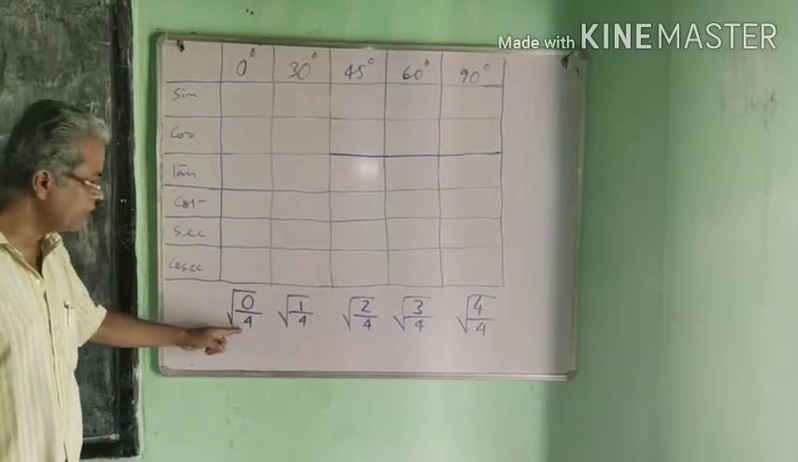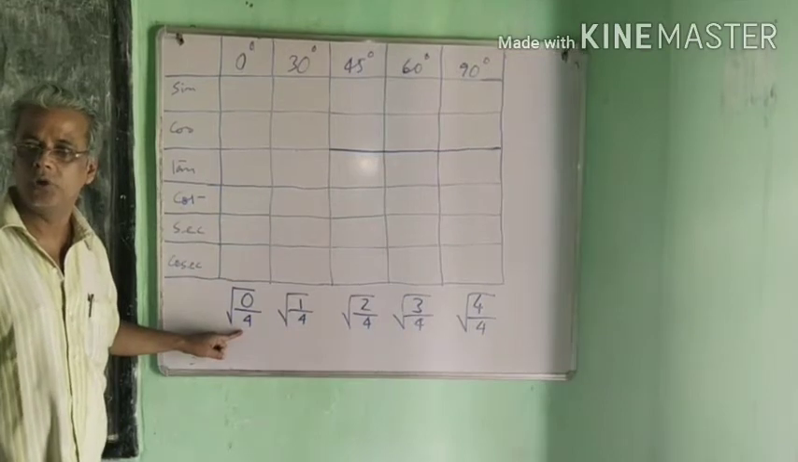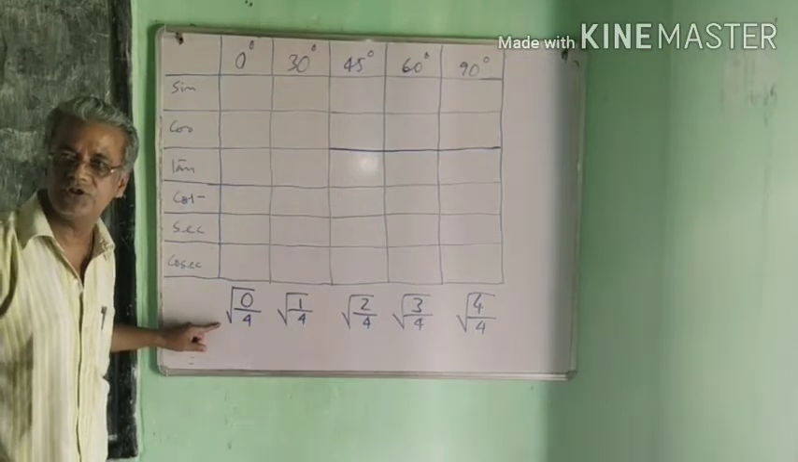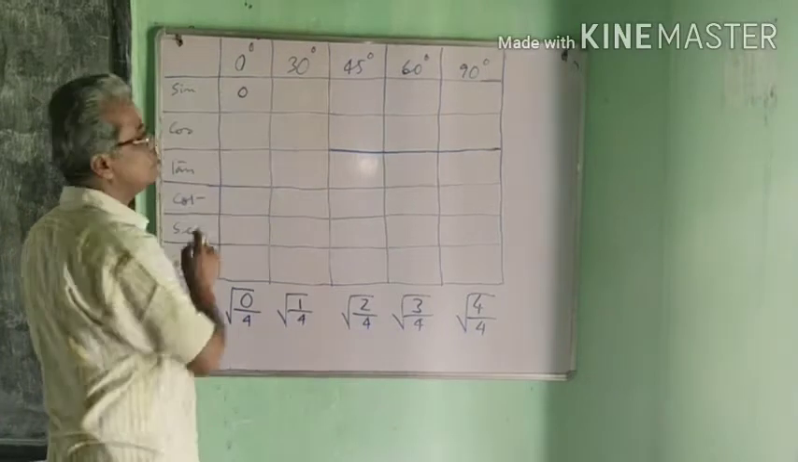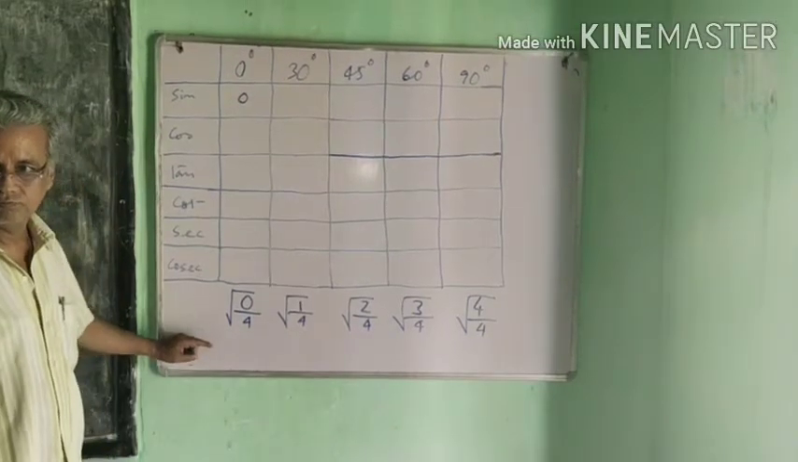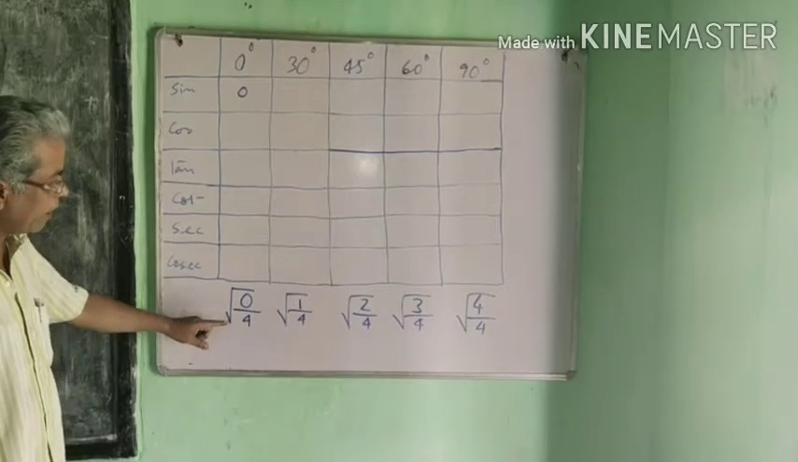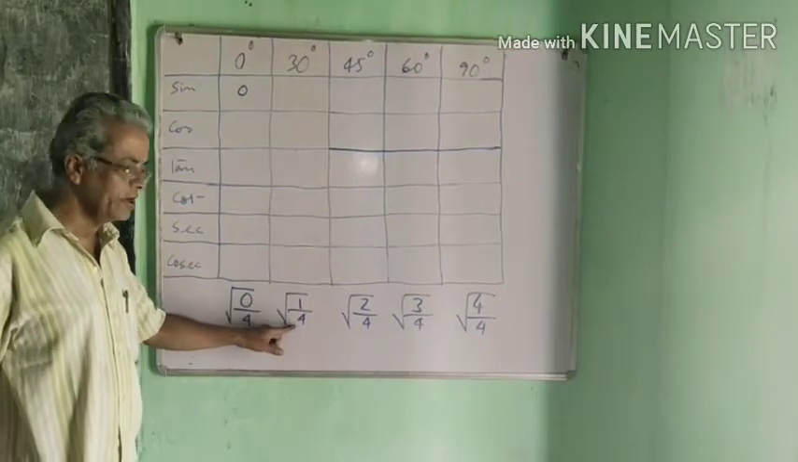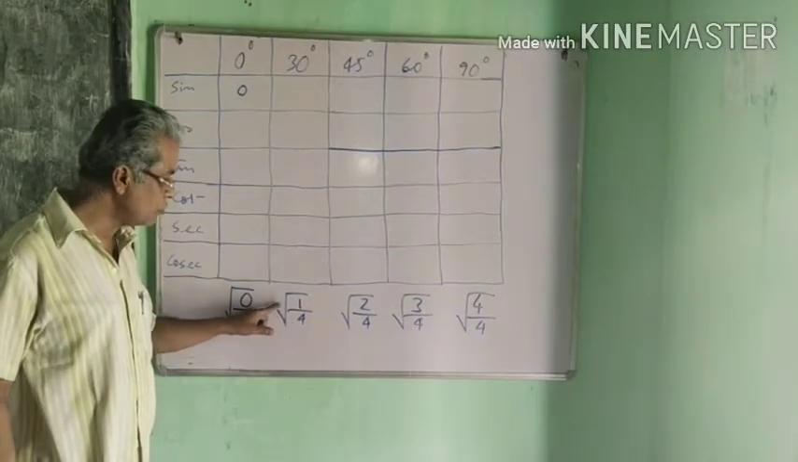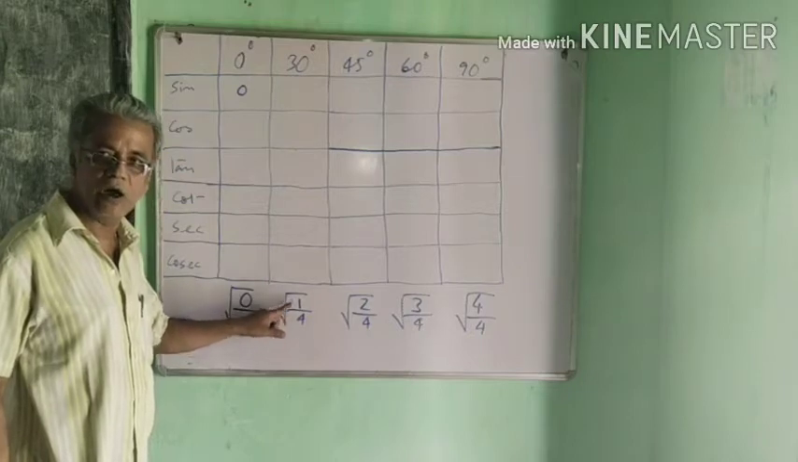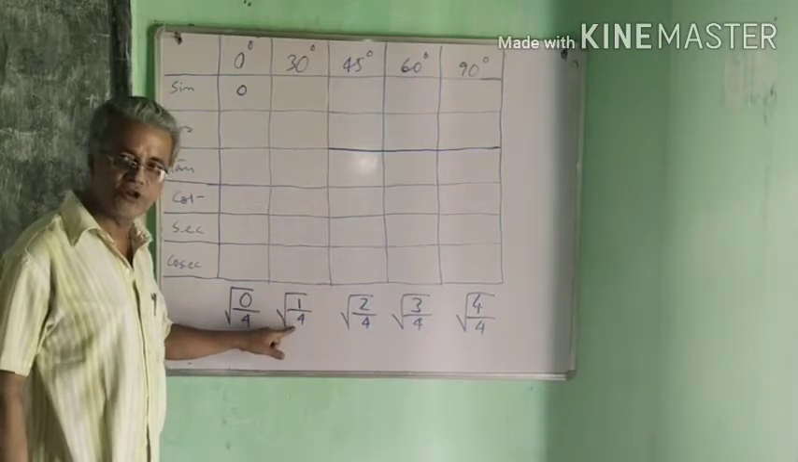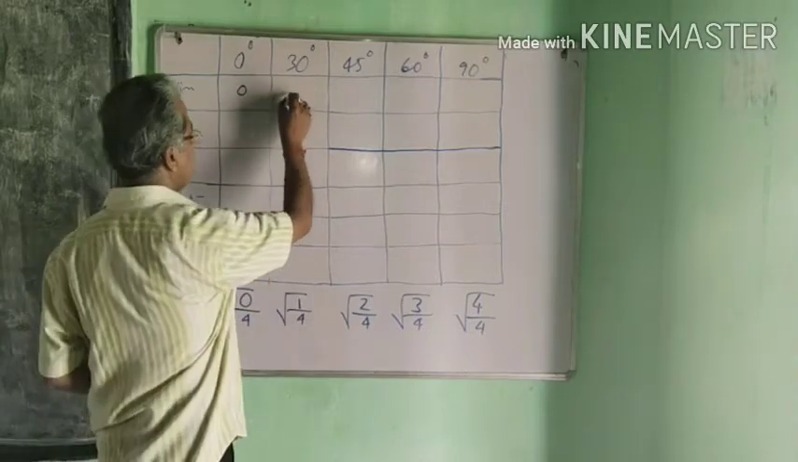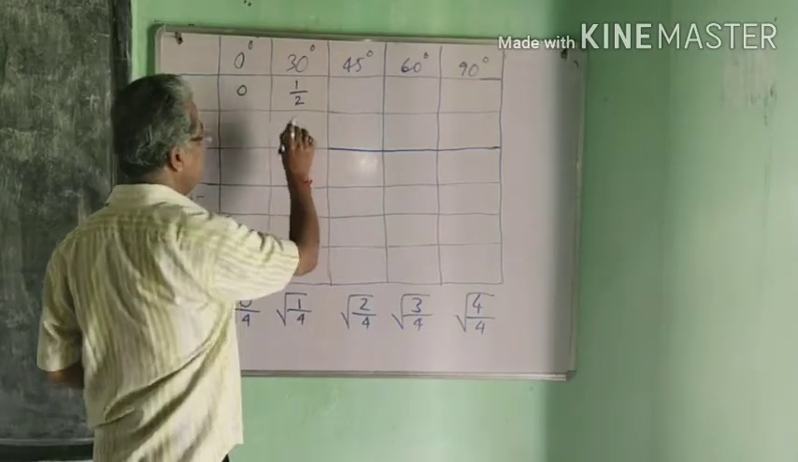Now 0 divided by 4 is 0 and the square root of 0 is 0. So sine 0 degree will be 0. Now 1 divided by 4, square root of 1 divided by 4 is half. Square root of 1 is 1 and square root of 4 is 2, so it is half. So sine 30 degree will be half.